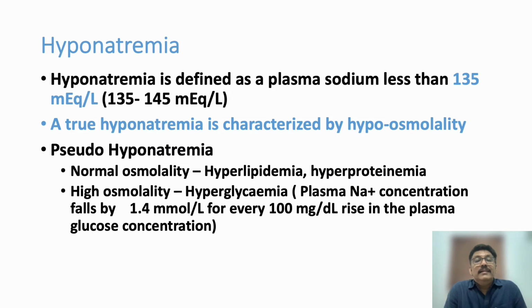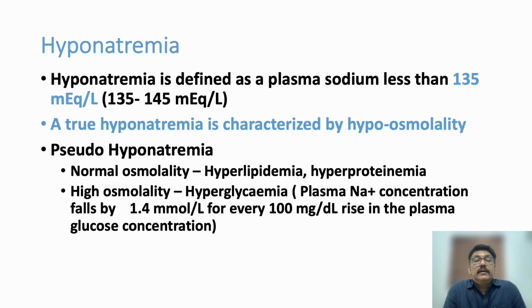High osmolality is mainly seen in high blood sugar. That is very, very important. When the blood sugar increases, you can see the sodium levels actually coming down. It is only reflected in the lab parameters. The patient will be absolutely normal. The patient's actual sodium is normal. Because of the high blood sugar, it is shown as hyponatremia.